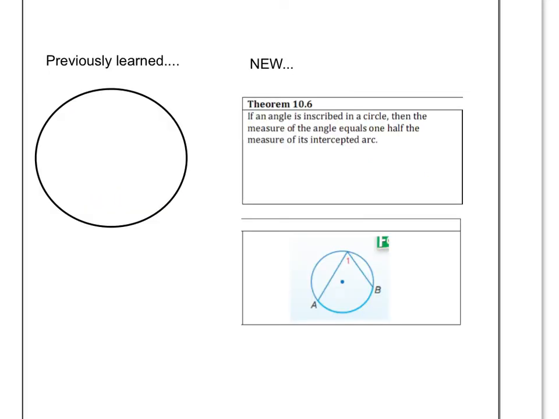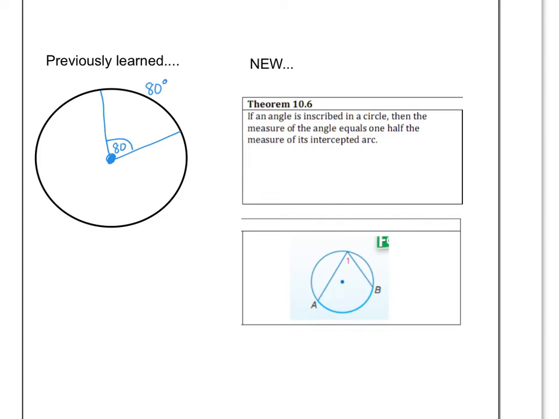Now I want you to think about what we learned previously. Previously, we were talking about angles that maybe looked like this. This is not an inscribed angle. Can you remember what kind of angle this is? Well, its vertex is right at the center of a circle. That is a central angle. And remember, if the central angle is 80, then that intercepted arc out there is also 80 degrees.